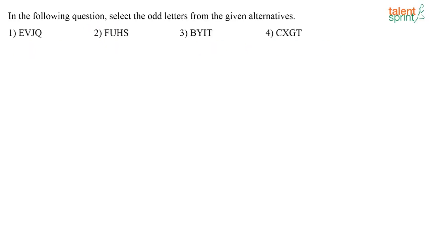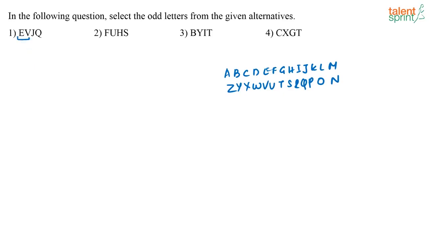Next one. In the following question, select the odd letters from the given alternatives. If you look at this, EV, what is opposite to E? Opposite to E is V from the reverse. When you look at the letters in the English alphabet in the reverse order, opposite to E is V. Similarly, opposite to J is Q. Here also opposite to F is U, opposite to H is S. Here opposite to B is Y. Opposite to I has to be R.